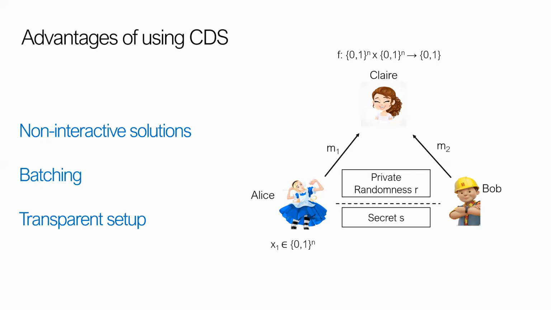Finally, recall that CDS schemes require common randomness between Alice and Bob, and this can be viewed as a mutual access to a common random string, which is simpler to realize than employing a pre-processing phase that requires correlated randomness and communication, and also sometimes a secret trapdoor.